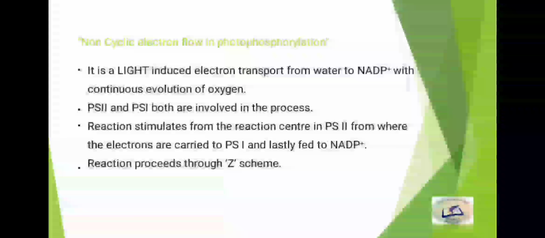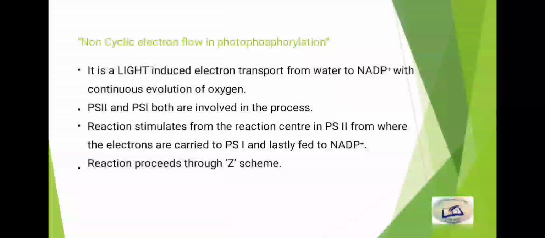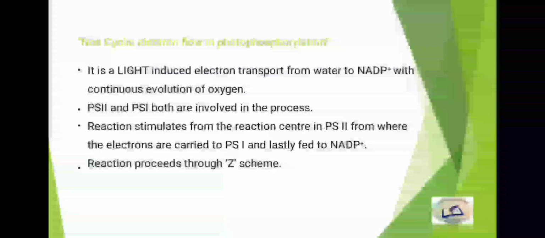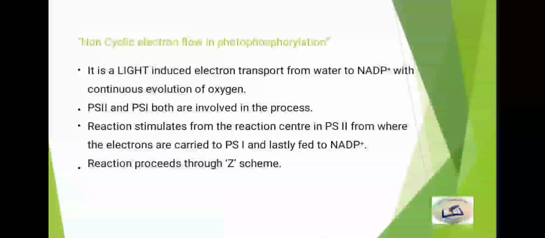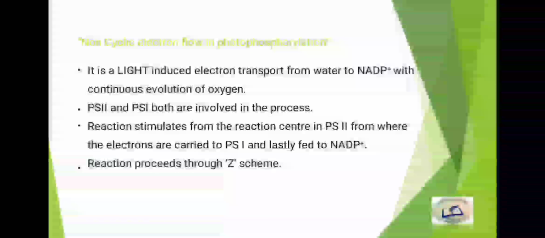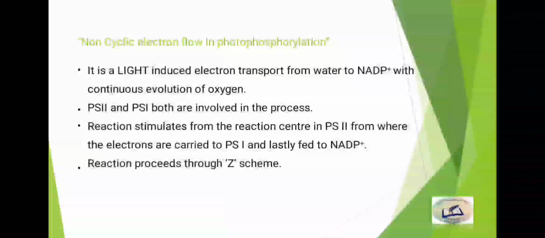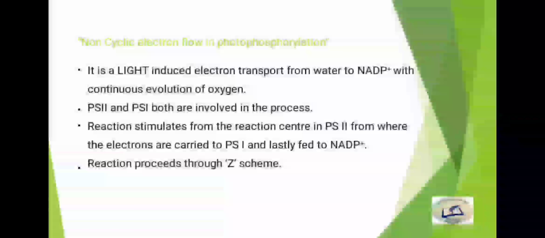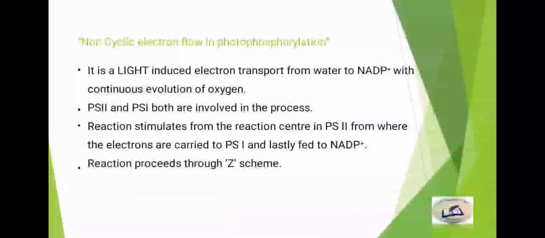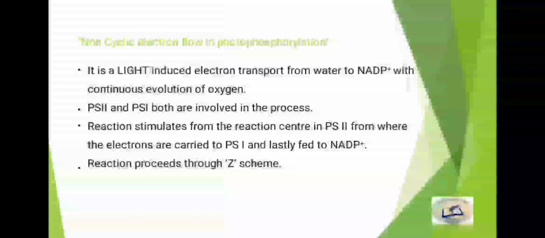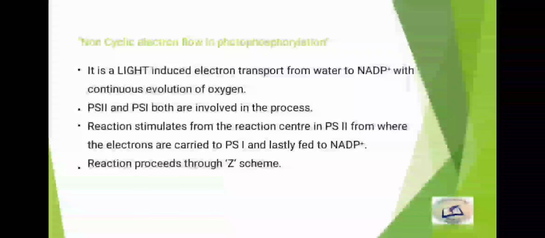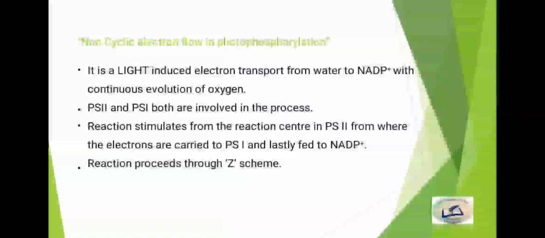The reaction starts from the reaction center in PS2, from where the electrons are carried to PS1 and lastly fed to NADP plus. For the amateurs, I am telling you that the reaction doesn't start from PS1 and then go to PS2. Those who know it rightly know that the process continues from PS2 and then goes to PS1. PS2 is P680 and PS1 is P700, and the reaction proceeds through the Z scheme.